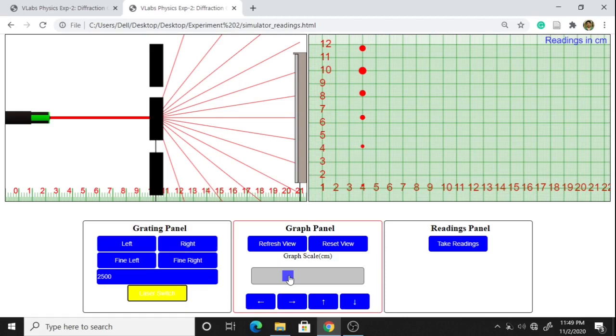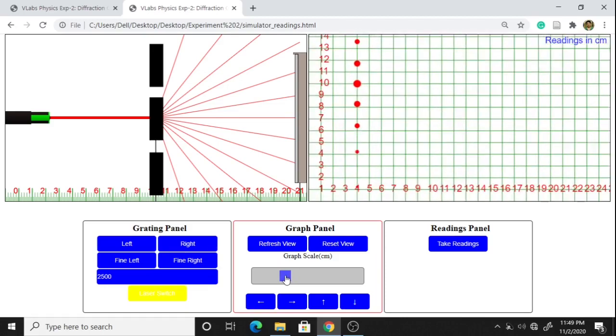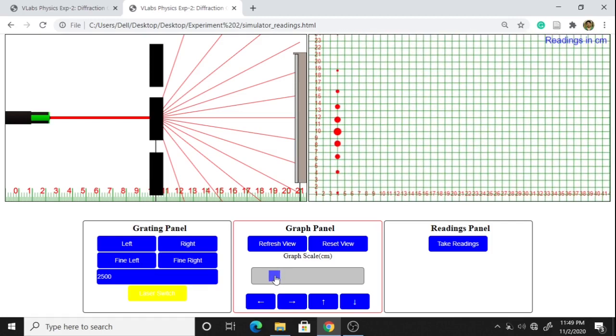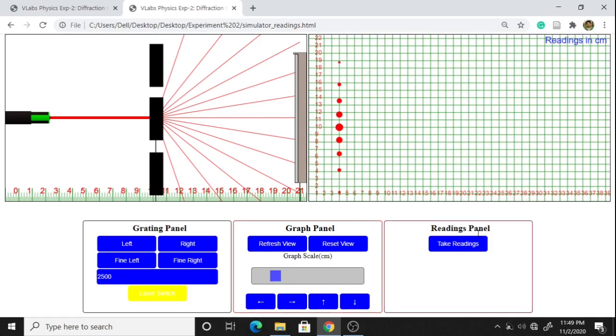So as to take the correct readings, we can set the correct resolution from this slider, and let us say I put it here so that I can get clear readings. And then when we click on take readings, here we need to enter the distance between the screen and the grating. Here it can be seen that the screen is at 21 and the grating is at 10.2. So the difference between these two is 10.8.